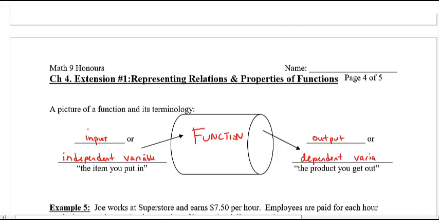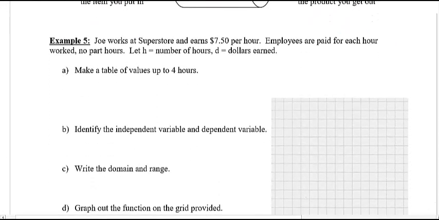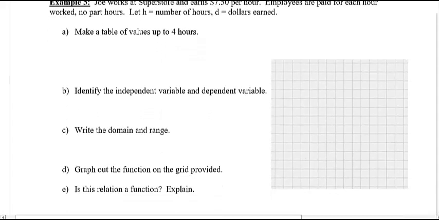So let's look at this example here. Joe works at Superstore. He earns $7.50 per hour. Employees are actually paid for each hour worked, so there's no part hours. Let H be the number of hours and D the dollars earned. Make up a table of values of up to 4 hours. So you need to know our independent variable, which would be hours, and our dependent would be the dollars earned. So 0, that's right, nothing. 1, $7.50. 2, $15. 3, $22.50. 4, $30. Okay. So there's a table of values.